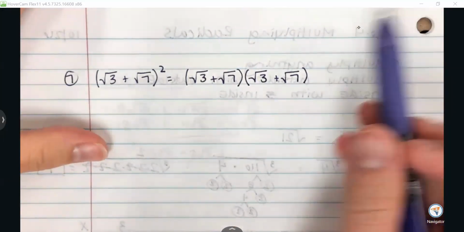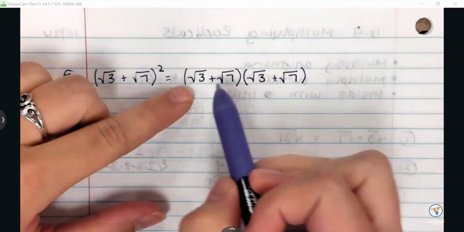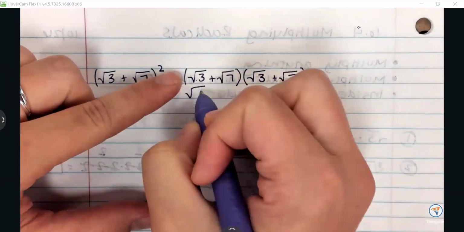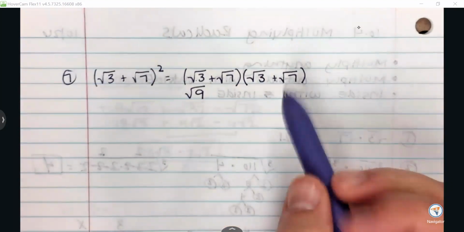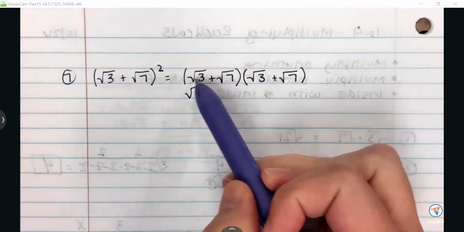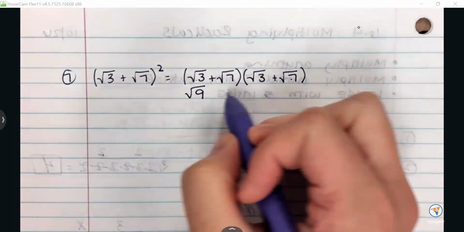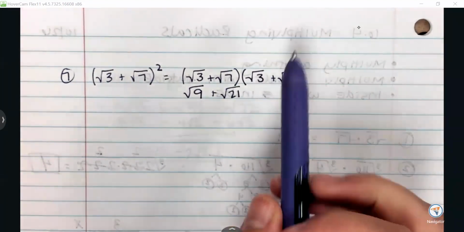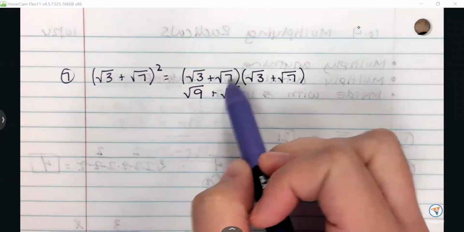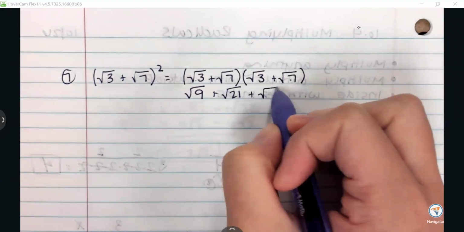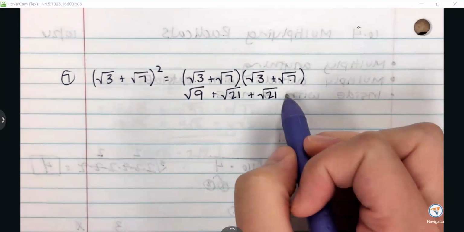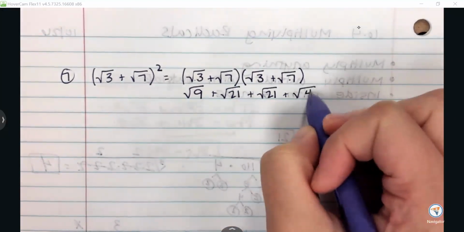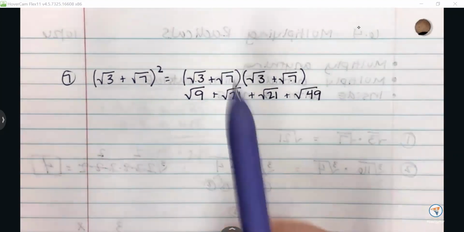Okay. So this again is FOIL. What is square root 3 times square root 3? Square root 9, or if you already know it, then that's fine. What is square root 3 times square root 7? Square root of 21. Then you have to do the second one. Square root 7 times square root 3 is square root 21. Plus square root 7 times square root 7 is square root of 49.